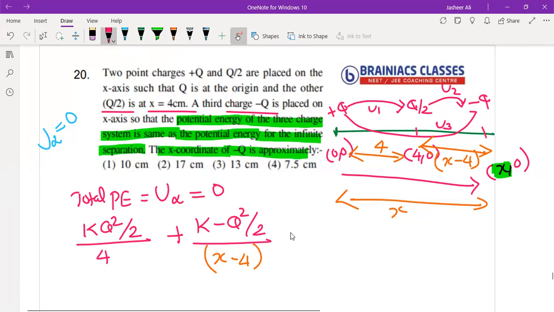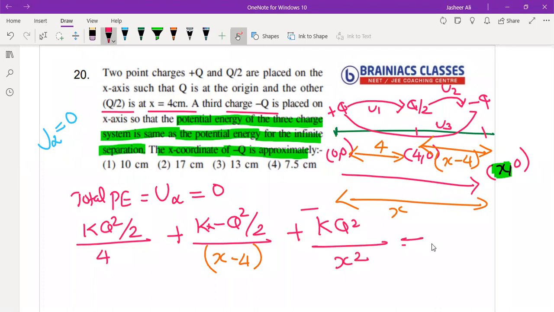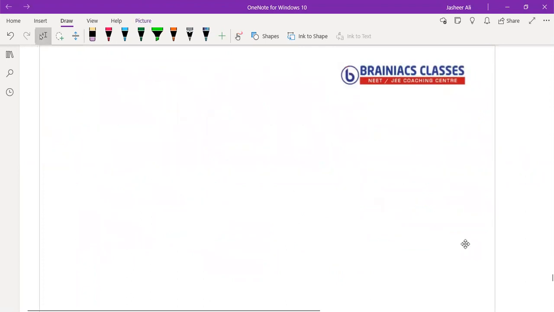Correct? Then plus, this is multiplication. Minus. k into minus q by 4. Then the last one, this q and minus q. So k q square, that will be minus, divided by x square, is equal to 0. Clear?